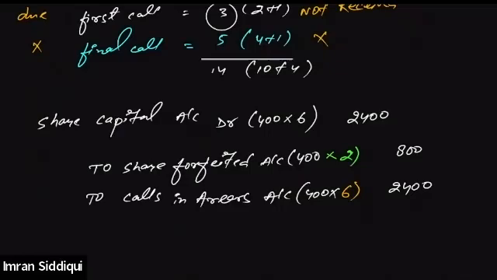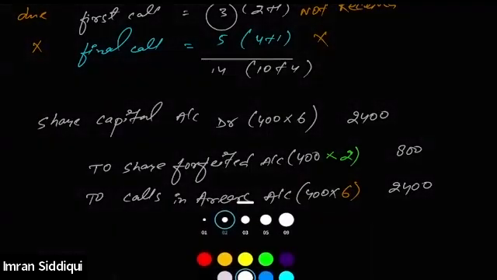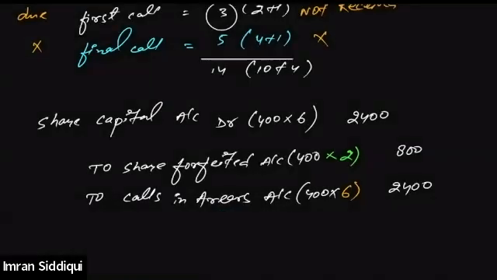400 into 6, 2400. All right. Is that clear? Okay. Yes, sir. It's clear. Okay. Now you can clearly see that the credit side of this entry is more than the debit. Debit contains only 2400 and the credit total value is 3200. So the difference arising needs to be shown by the name of securities premium reserve account.